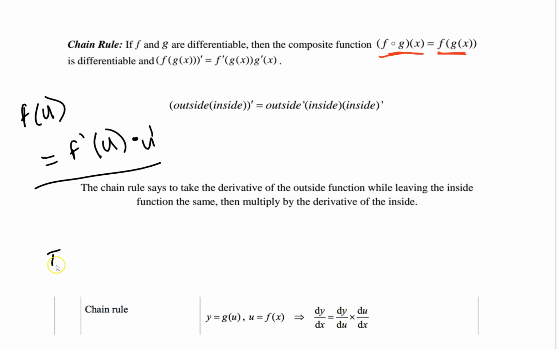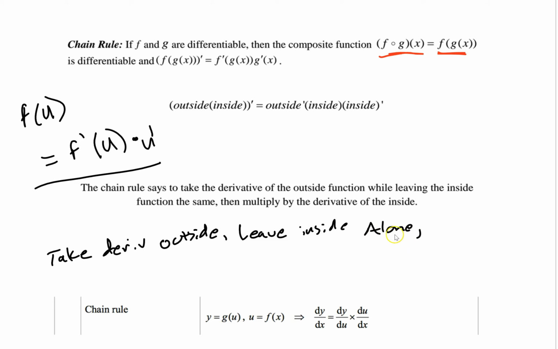So you take the derivative of the outside, you leave the inside alone, and then, very important, last step, a lot of people forget the last step, you times it by the derivative of the inside function. And that's the chain rule.